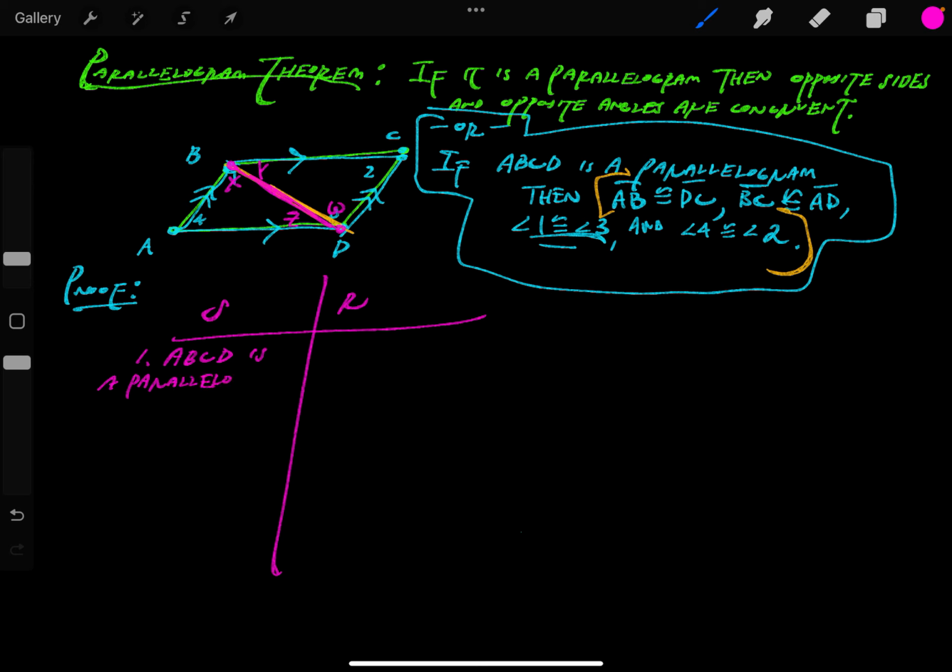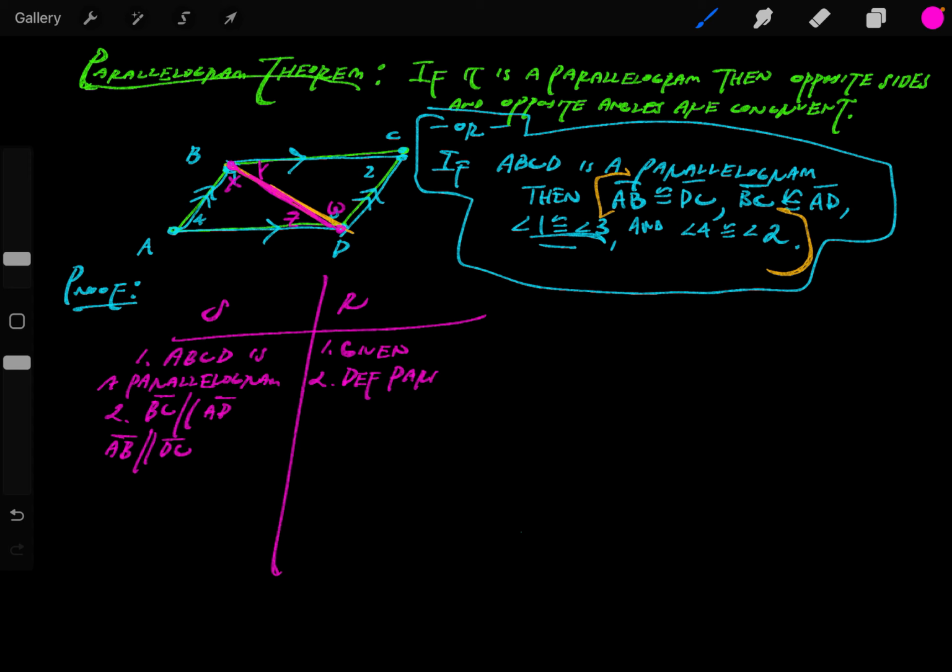What information does it being a parallelogram give me? What I get is that the opposite sides are parallel. So I know immediately that BC is parallel with AD, and I know that AB is parallel with DC. That's the definition of a parallelogram: if both pairs of opposite sides are parallel, and it's a quadrilateral, then it's a parallelogram. Okay, definition of parallelogram.